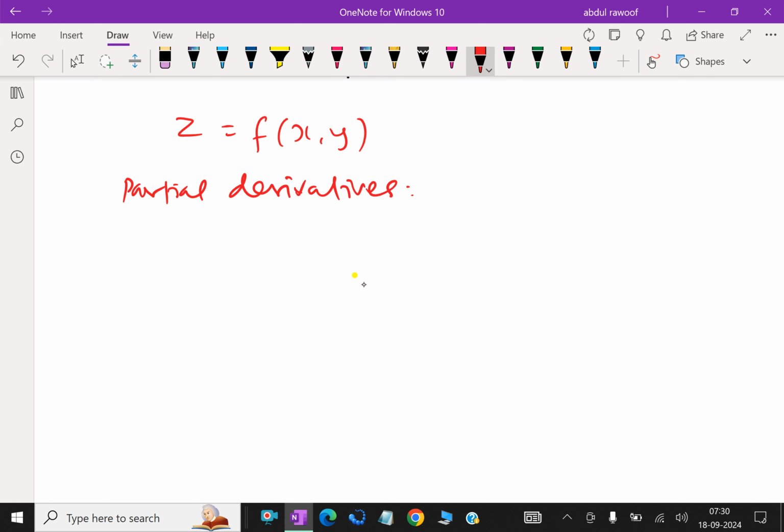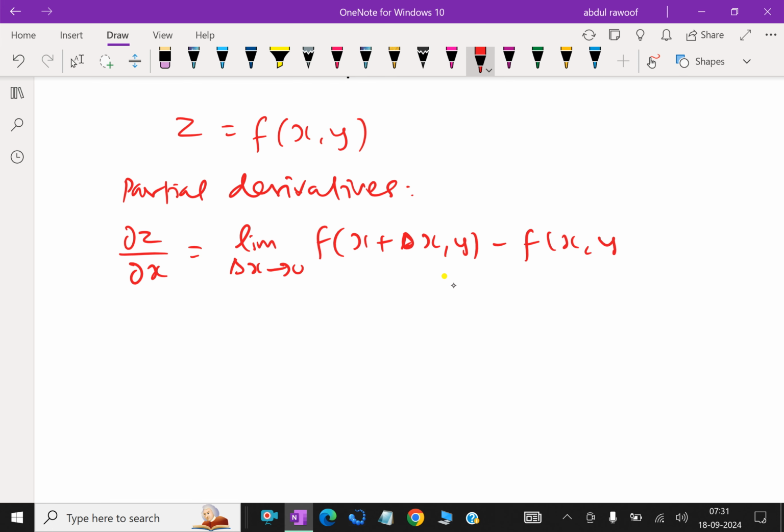First we have to consider dou z by dou x, which means the partial derivative of the function z with respect to x, which is equal to the formula: limit delta x tends to 0, f of x plus delta x comma y, that means x gets a small increment and y does not, minus f of x comma y, over delta x.